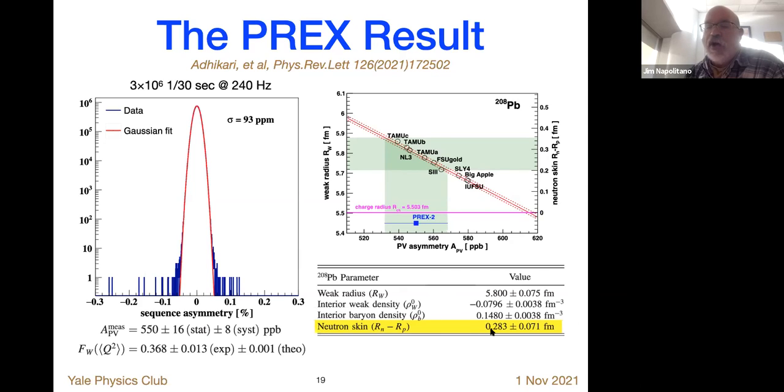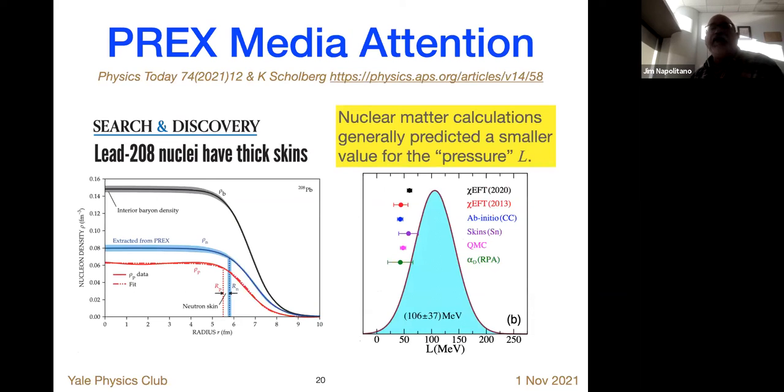So after all that work, we indeed get about a 25% measurement of the neutron skin thickness of 0.283 plus or minus 0.071 Fermis. Great, it's nice to have that number, but this actually made quite a splash. I suggest you take a look, if you'd like, at a Physics Today article, which they called "Lead-208 Nuclei Have Thick Skins." And Kate Schulberg, if you know her, wrote this really nice article for Physics Today that advertised our results. It's got a lot of good descriptions in there, as well as some nice references if you want to learn.